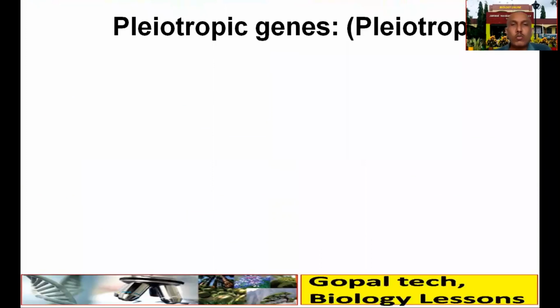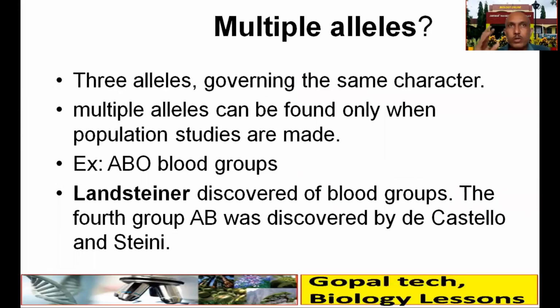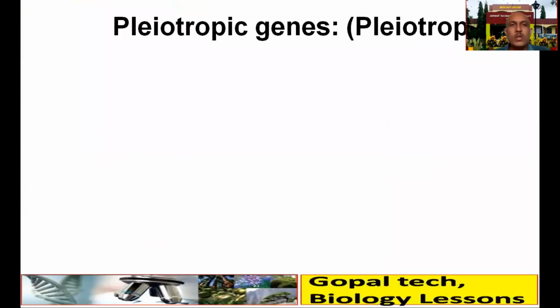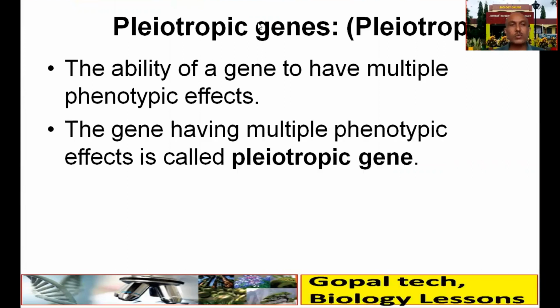Now, pleiotropic. Okay, here multiple alleles means that the I gene produces 3 or 4 blood groups. That is blood group A, blood group B, blood group AB and blood group O. So that is called multiple alleles. Pleiotropic genes or pleiotropic expression, you can also say so. Okay, now the ability of a gene to have multiple phenotypic effects. It is one gene, but there are multiple, different phenotypic effects.